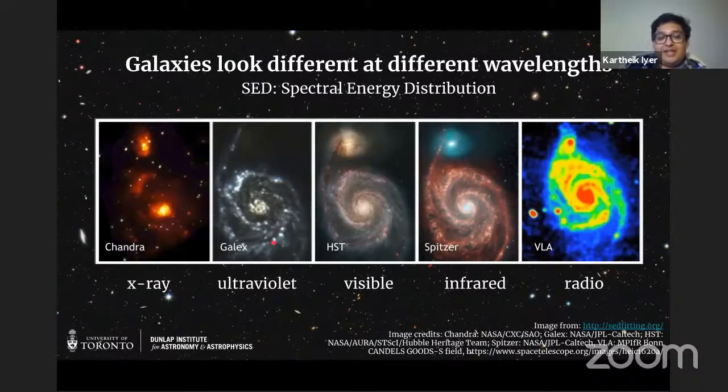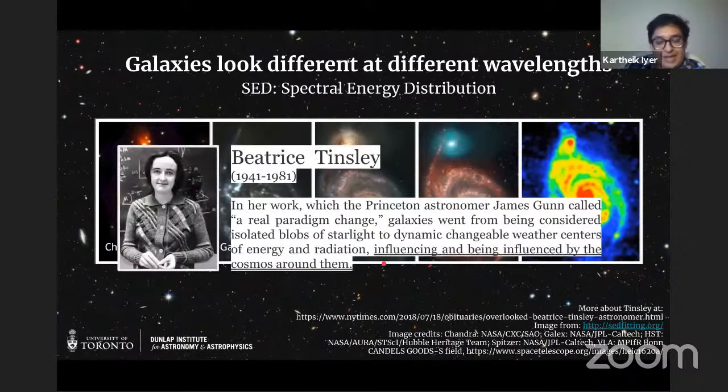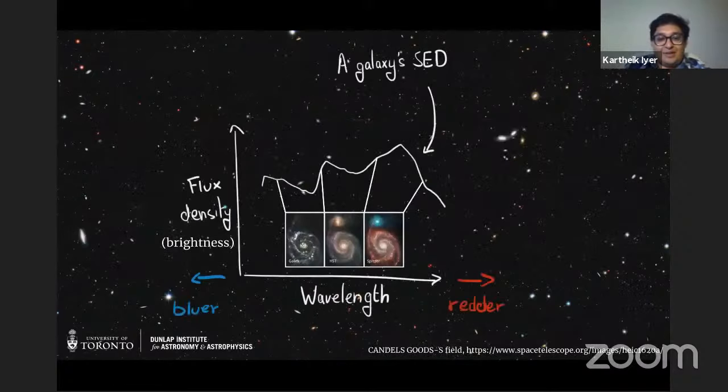So what we would like to do is combine observations from all of these different instruments. Chandra, GALEX, the Hubble Space Telescope, Spitzer, they're all telescopes. So we want to combine data that's coming from all of these different instruments and try to come up with one picture of how bright the galaxy is as a function of wavelength. And before going further, it is impossible to talk about SED fitting without mentioning Beatrice Tinsley, who laid the foundations for this sort of work in the 70s to 80s, all the way from her PhD thesis up until 1981, when she unfortunately died.